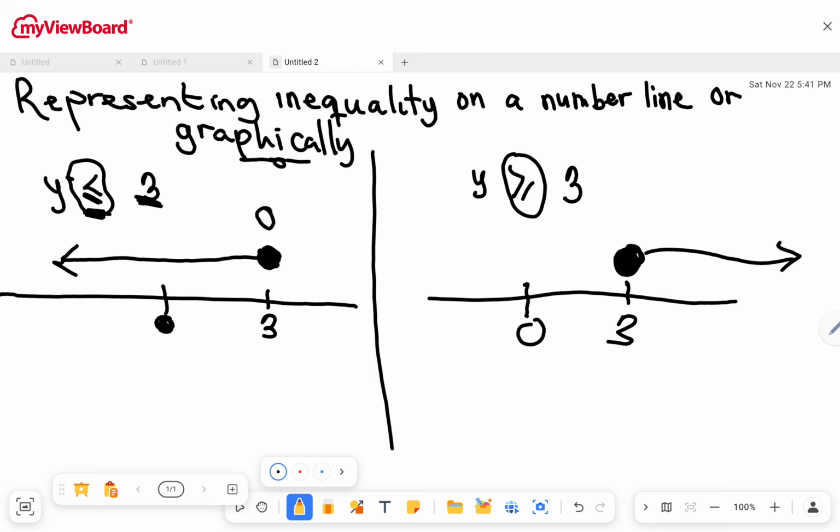So guys, this is how to represent an answer graphically on a number line, or this is how to represent an inequality answer graphically on a number line.